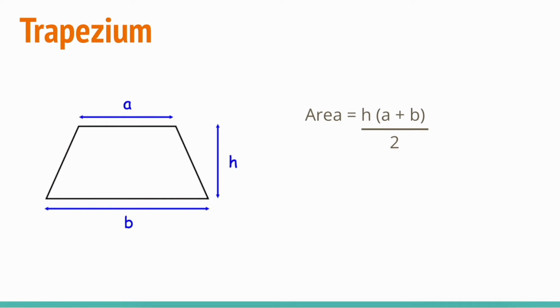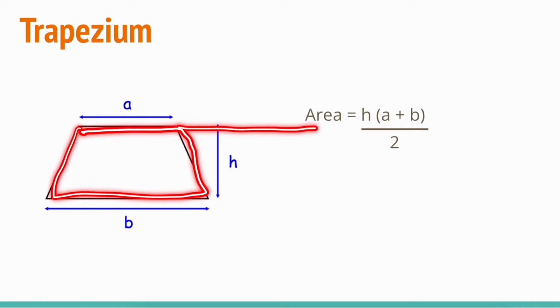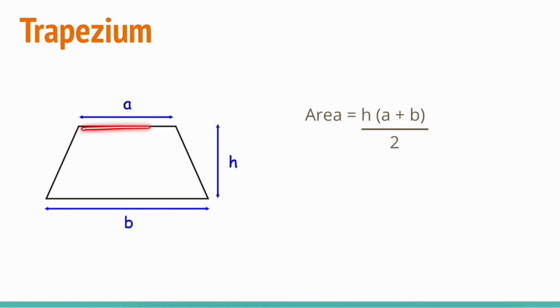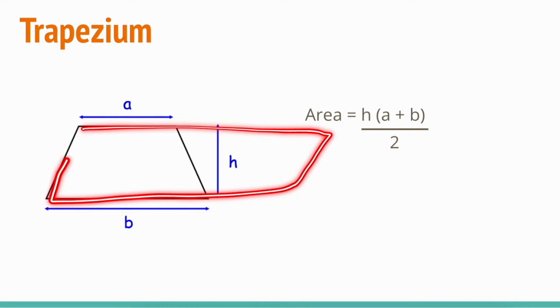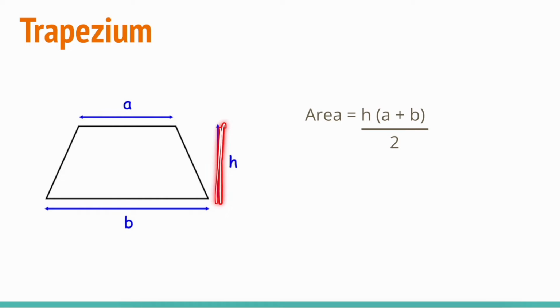And the reason for this is because I'm taking one of my trapezium and I'm going to copy it and put it the other way up, at which point you actually have a parallelogram. And the area of a parallelogram is the base, which would be A plus B times the height. But because we only wanted the trapezium, not the whole thing, we therefore divide by 2.